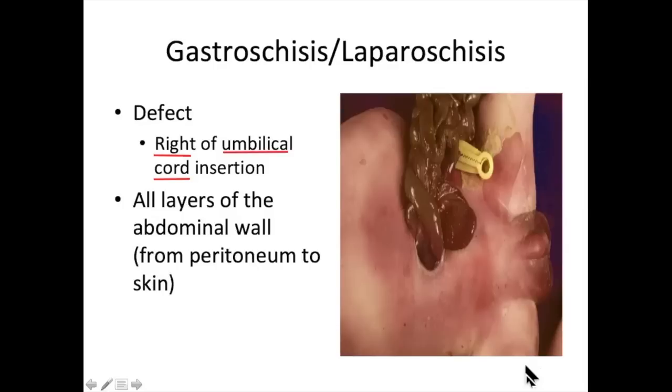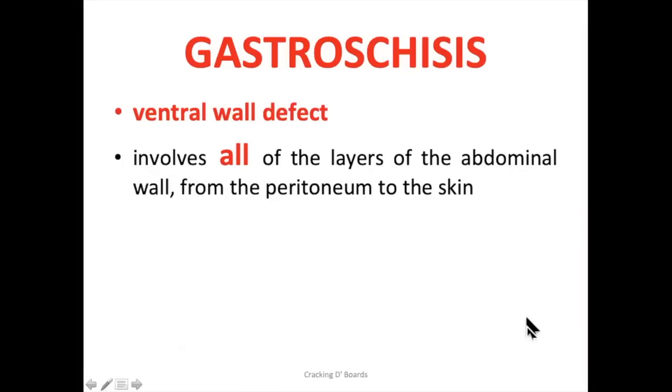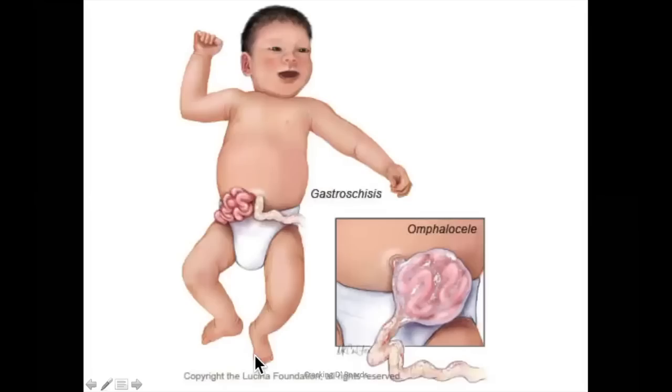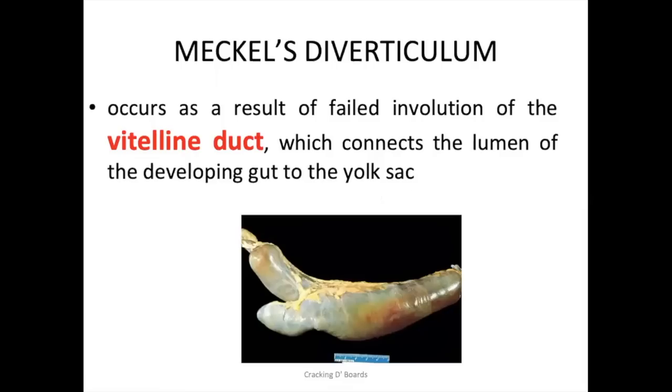I hope you got this. Now, always remember this pearl, that gastroschisis involves all of the abdominal layers. So here, if you look at these two cartoons, gastroschisis, there's no sac there. Omphalocele, there's a sac. Gastroschisis is usually located on the right side near the insertion of the umbilical cord. So those would be two very important differences.